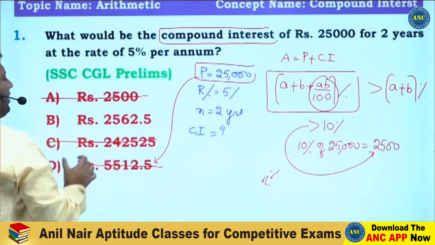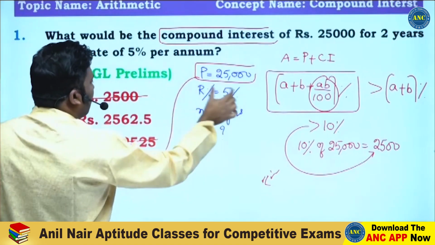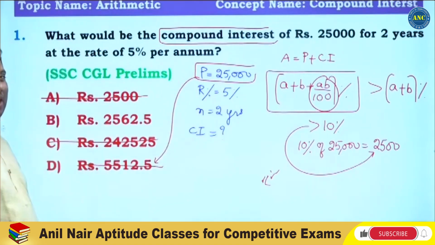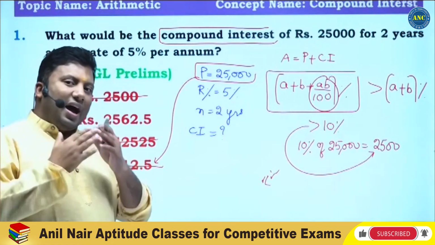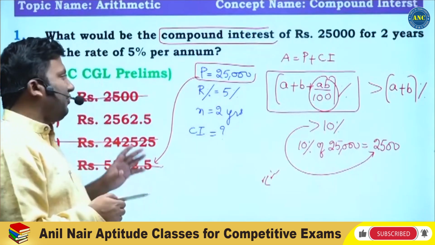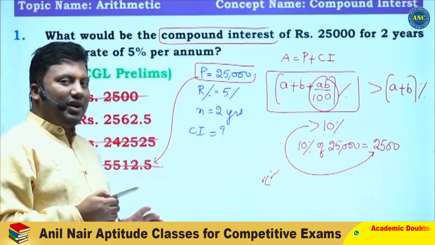5,512, it is eliminated. Why? Because answer should be just greater than 10%. 10% of 25,000 is 2,500. Answer will be just greater than 2,500. I hope the idea is very, very clear.